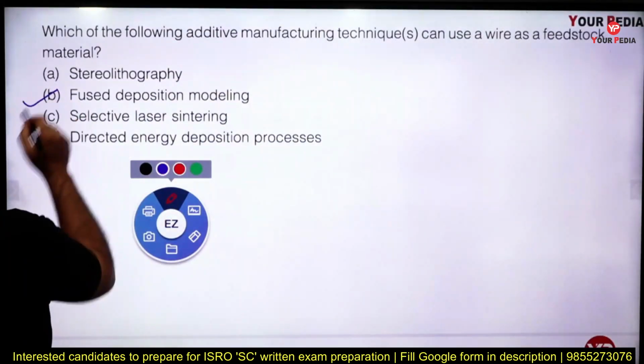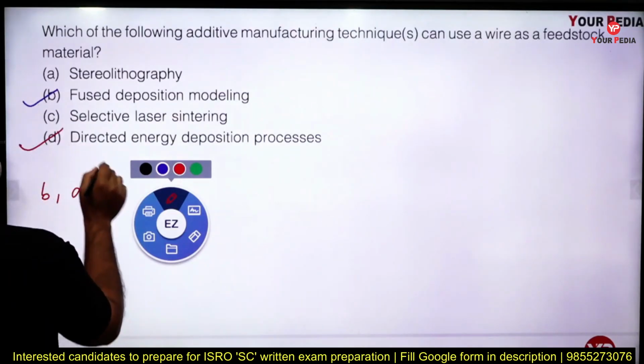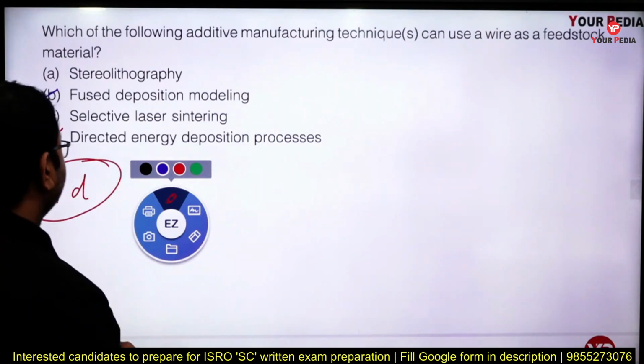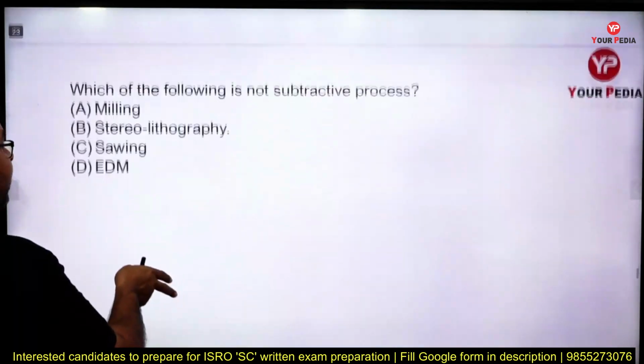B option is correct, along with this D also correct. So, B and D both are correct. In both the processes we use wire as a feedstock material, correct? Okay, so let us see another question.